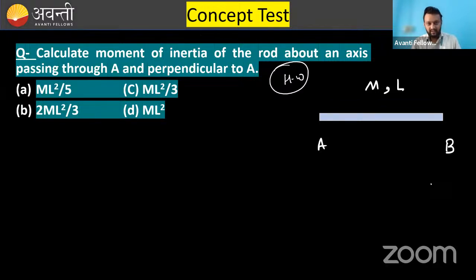Okay. He is saying parallel axis theorem. Very good. Parallel axis theorem will be applicable here. And you will get the answer as ml square by 3. This will be your answer. If you solve it, you will get the answer ml square by 3.